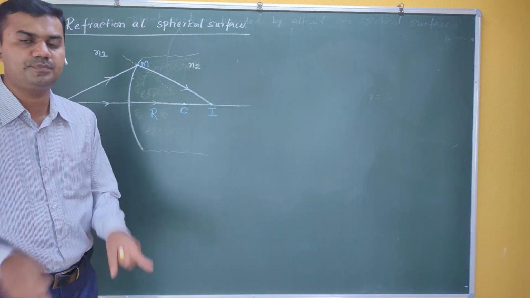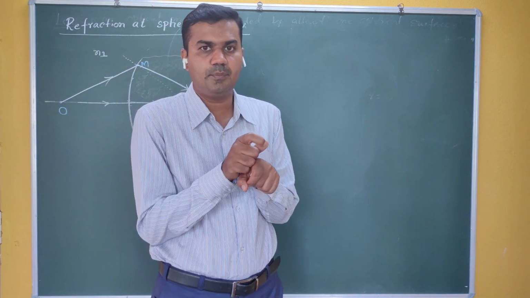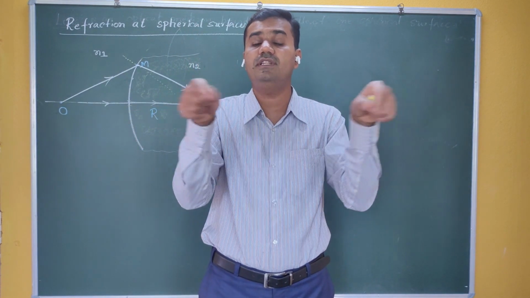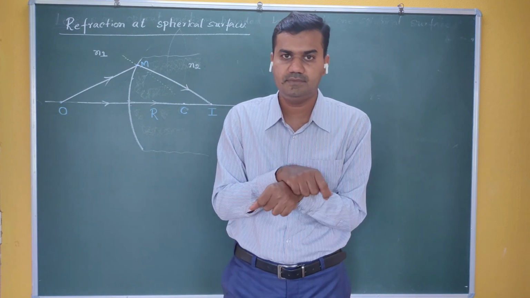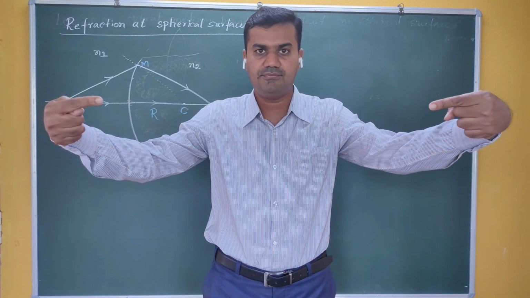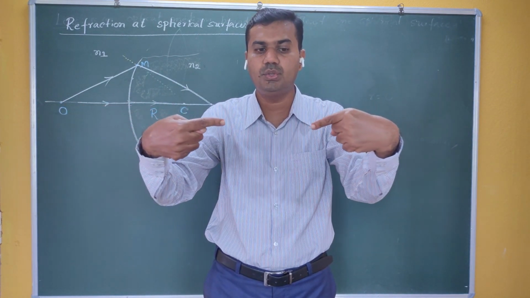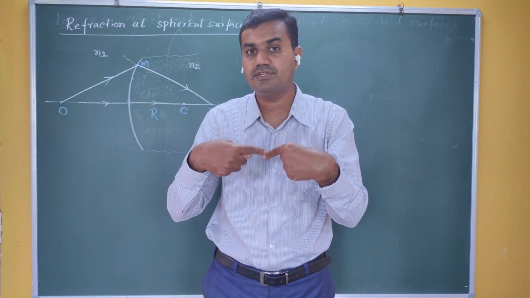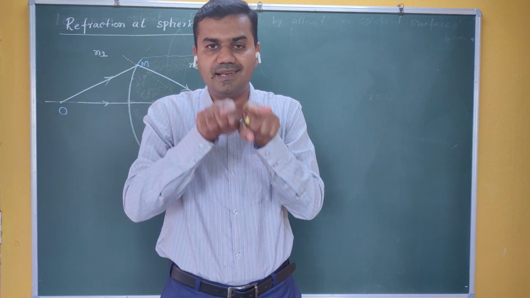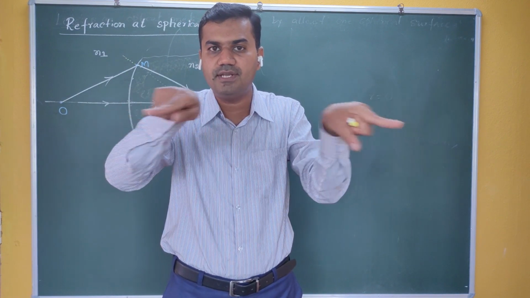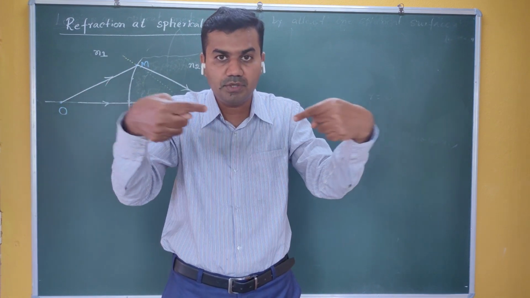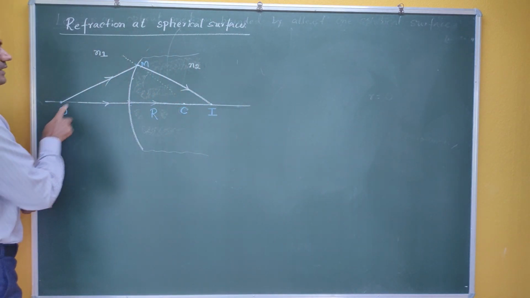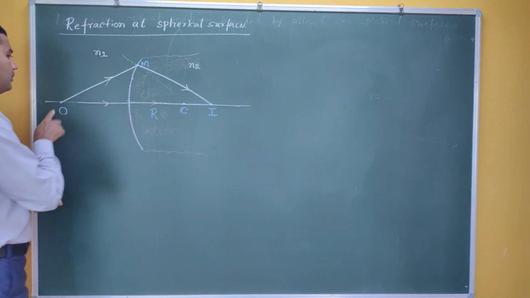Is it clear what is object? If the rays are diverging from that particular point, then that point is called object. And what is image? After refraction, if the rays are going to converge on a particular point, then that point is called image. If the light diverges from the point object, and if light converges to a point, then it is called image. So this is the object O, and this is I, the image of the object O.